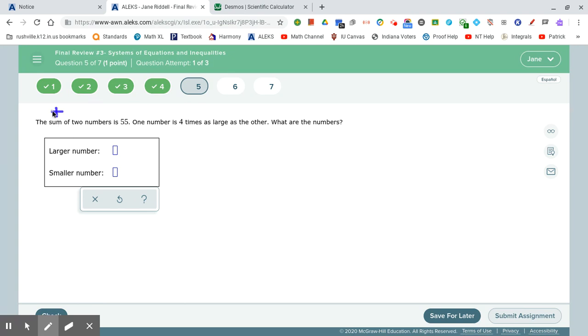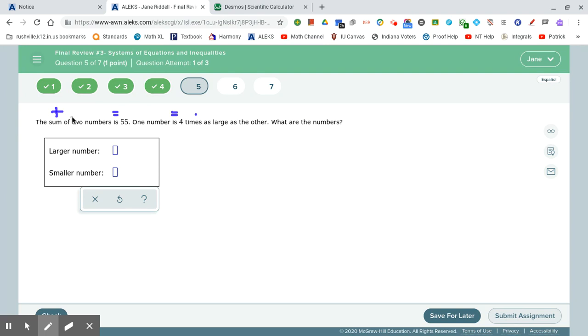I don't start off with a plus sign. Wherever I see the word "and" is where that plus sign goes, or it's telling me the sum of 2 numbers, so that means I'm going to have to add whatever these 2 numbers are. "Is" is a keyword for equals. One number is 4 times as large as the other number.